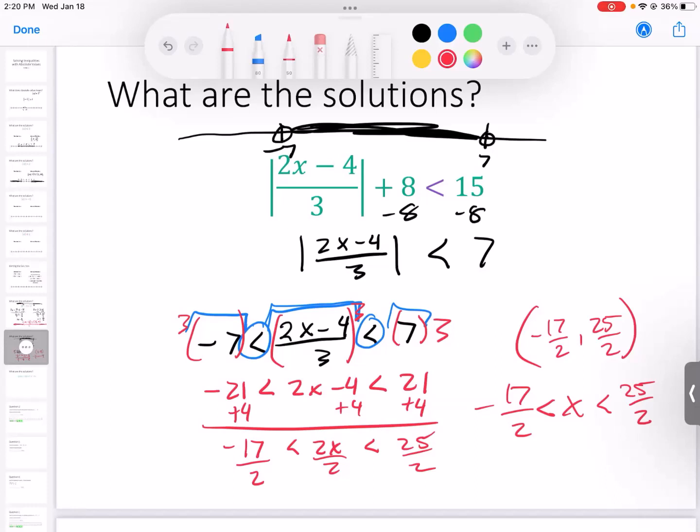Yeah, good question. So we're finding the solutions to this statement, which means the numbers you can plug in for x that will make this true. And so the solutions are going to be this, because this is what's saying what x can be. What this other one is saying is what 2x minus 4 over 3 can be. But they're not asking for what that is. They're asking for what you can plug in for x.